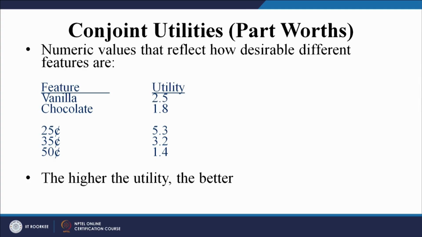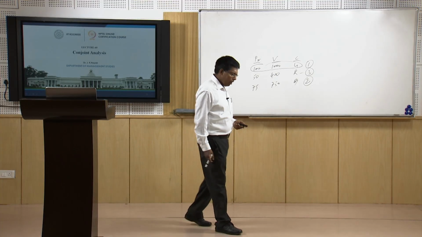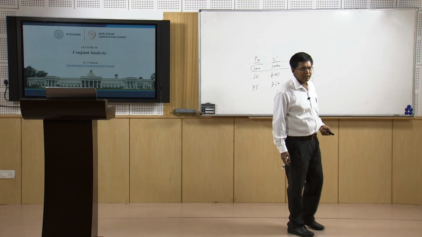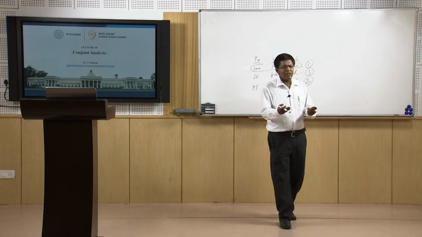Now, conjoint utilities, these are called part worth, which I said. They are numerical values that reflect how desirable different features are. For example, look at this case: vanilla, chocolate, and 3 price levels of 25 cents, 35 cents, 50 cents. The utilities are 2.5, 1.8, 5.3, 3.2, 1.5. So, the higher the utility, the better. Why? Because it simply works like a regression function, and these are like the beta weights.